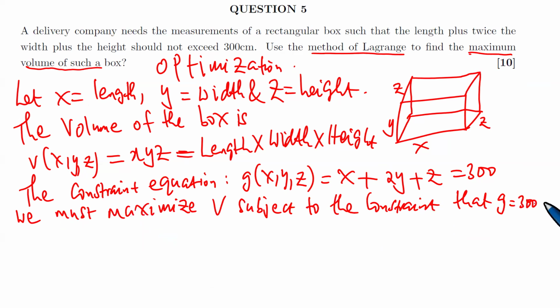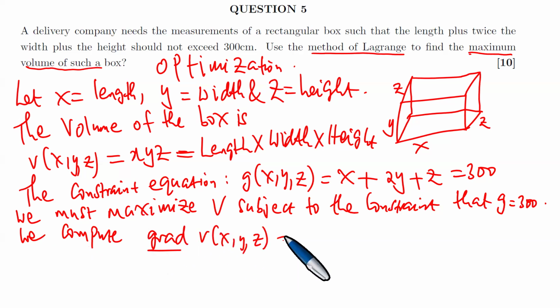It can't exceed 300. So we compute the gradient of the volume. Then we're going to state the method of Lagrange. This is the volume, but we want to find the gradient. The derivative with respect to x gives us yz. The derivative with respect to y, we're left with xz. The derivative with respect to z, we're left with xy.